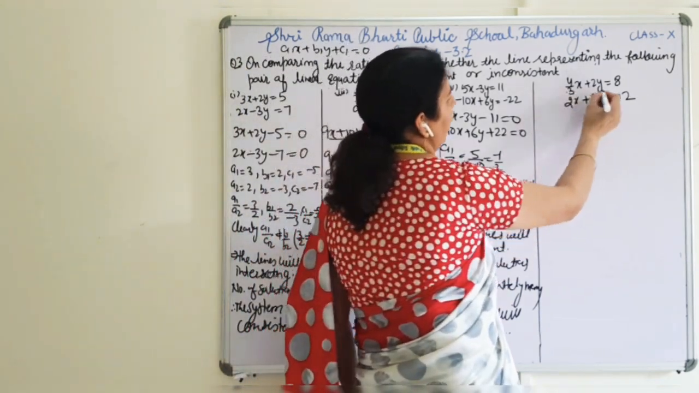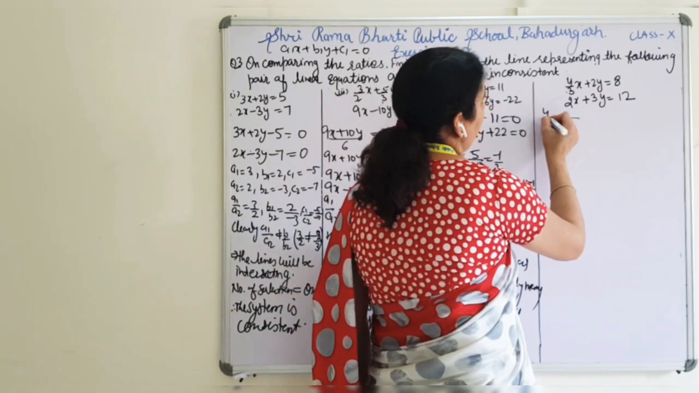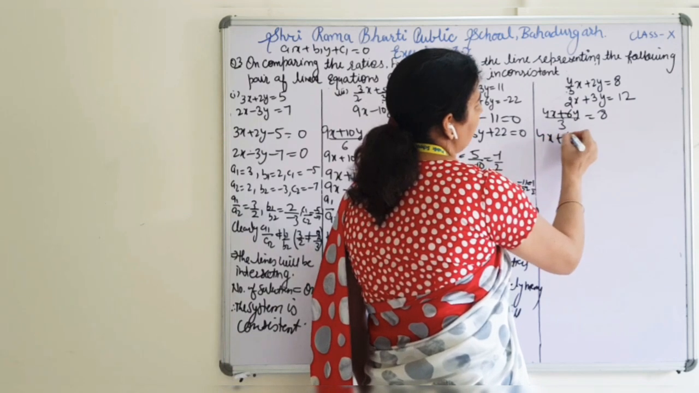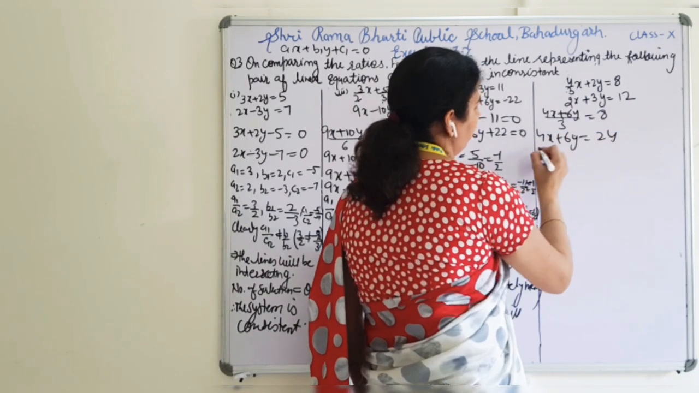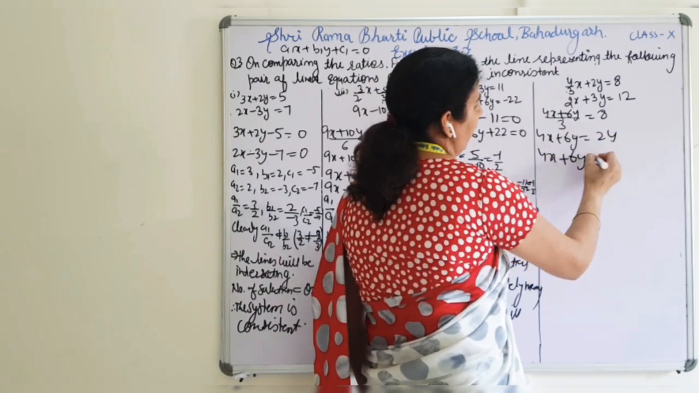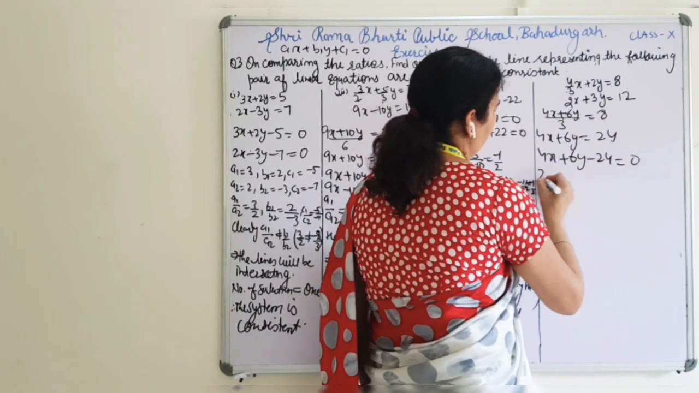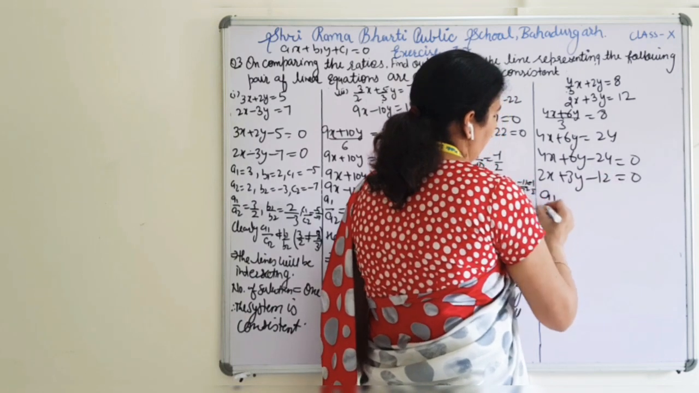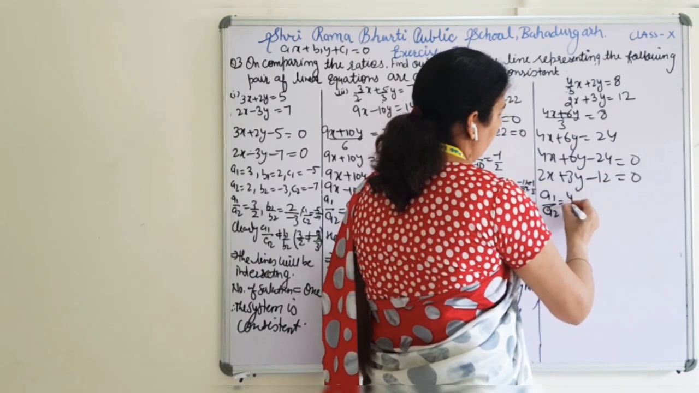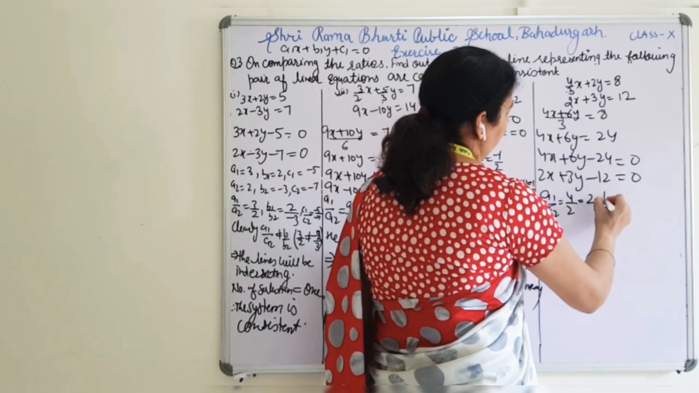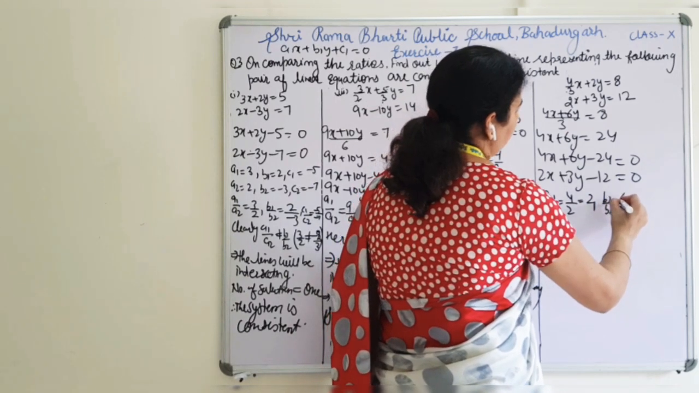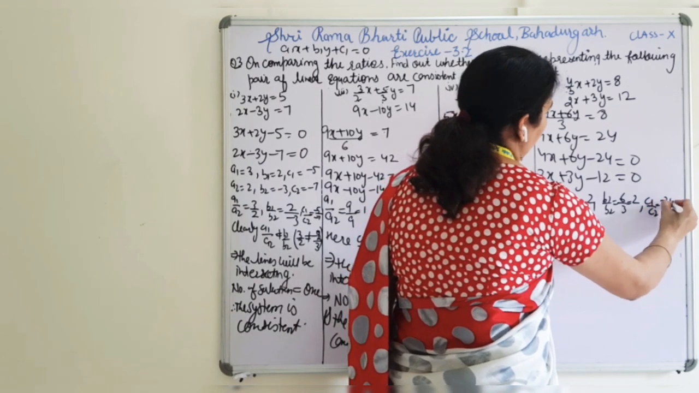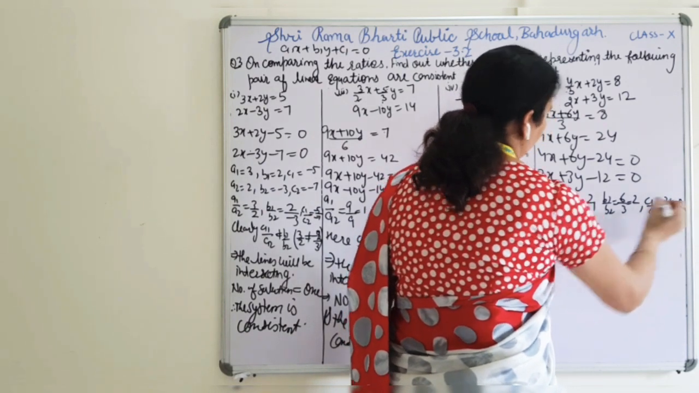The next is, again take the LCM. The LCM will be 3. 4x plus 6y is equal to 8, 4x plus 6y is equal to 24. Shift this side. 4x plus 6y minus 24 is equal to 0. 2x plus 3y minus 12 is equal to 0. A1 upon A2, 4 upon 2, that is 2. B1 upon B2, 6 upon 3, it's also 2. C1 upon C2, minus 24 upon minus 12, also 2.